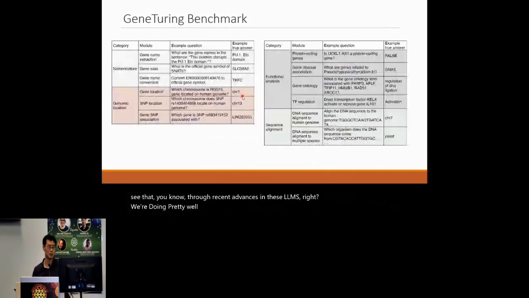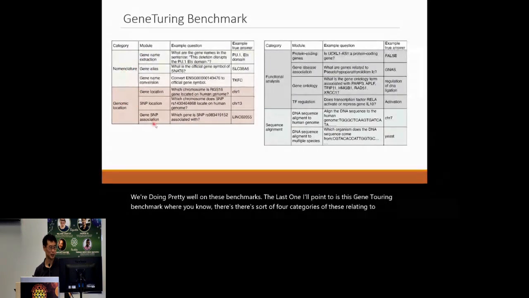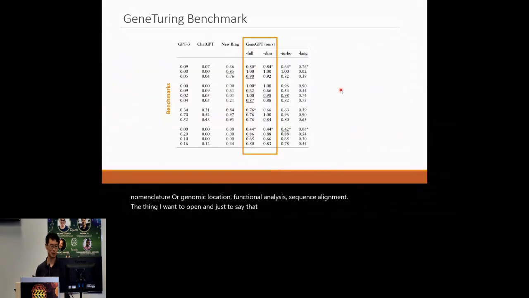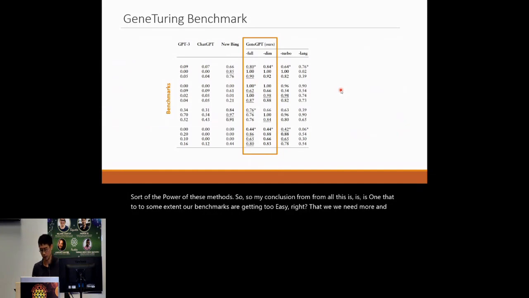The last one I'll point to is this GeneTuring benchmark, where there are 4 categories relating to nomenclature or genomic location, functional analysis, sequence alignment. The thing I want to say, again, from the GeneGPT work, is that we're getting really close to where we're losing our ability to differentiate the power of these methods. So my conclusion from all of this is that, to some extent, our benchmarks are getting too easy, and we need more and more challenging benchmarks.